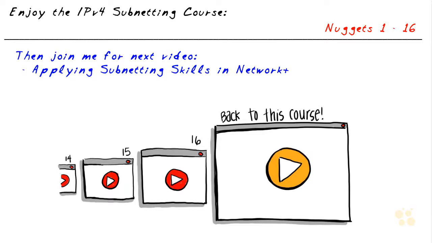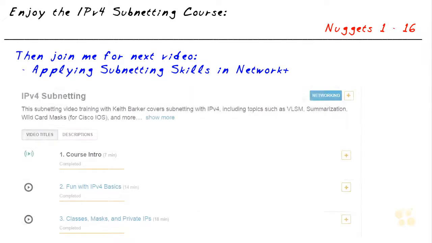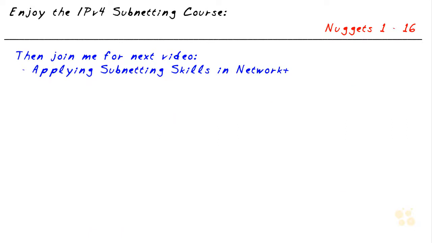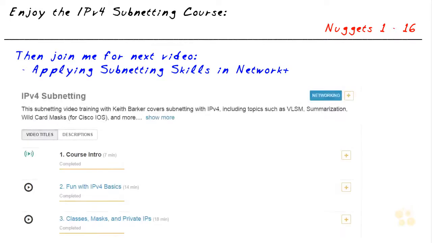So for those of you who are brand new to IPv4 addressing and subnetting, absolutely go through the nuggets 1 through 16 in the IPv4 subnetting course as your next 16 nuggets. For those of you who have a familiarity with IPv4 and you think you have a fairly good understanding of it, I would also encourage you to check out those 16 nuggets and leverage the opt-out questions.